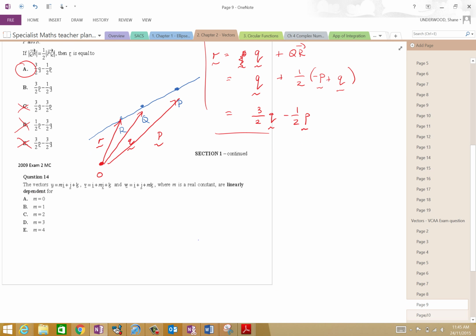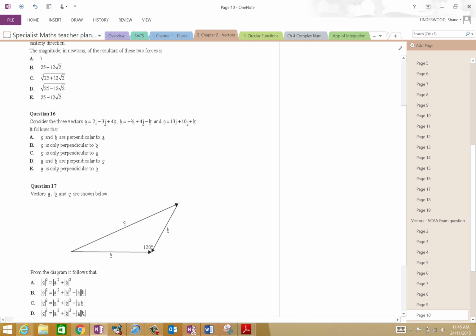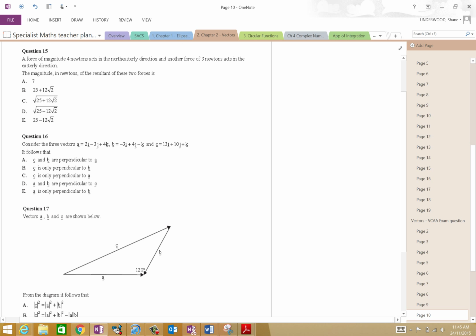Now, as it turns out, there's only a few more that we need to go through. I'll go through those at another stage. I'll stop there.